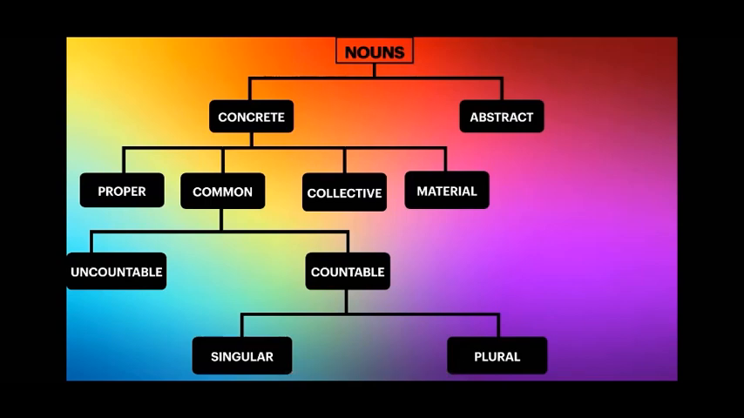Now there are different kinds of nouns. First is concrete noun and abstract noun. Now concrete noun can be further divided into proper noun, common noun, collective noun and material noun. There are 2 types of common noun: uncountable noun and countable noun. Countable nouns can be further divided into singular and plural noun. Now let's see each of these types.